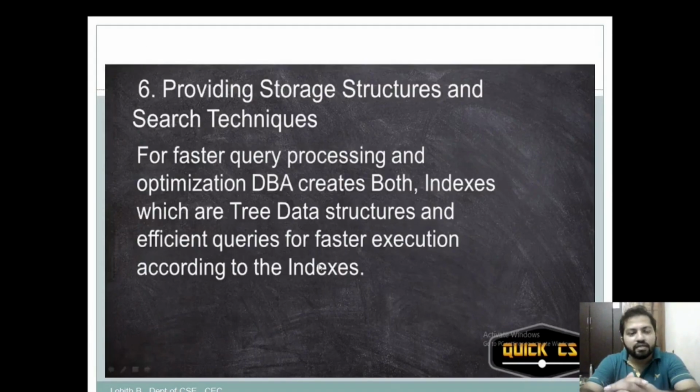Sixth advantage is providing storage structures and search techniques. Again, this is one of the key features of the database approach, where you can use faster query processing and optimization techniques with indexes, which are tree data structures, and efficient queries for faster execution according to the indexes. So this is one of the key features where we can access the data very quickly and efficiently.